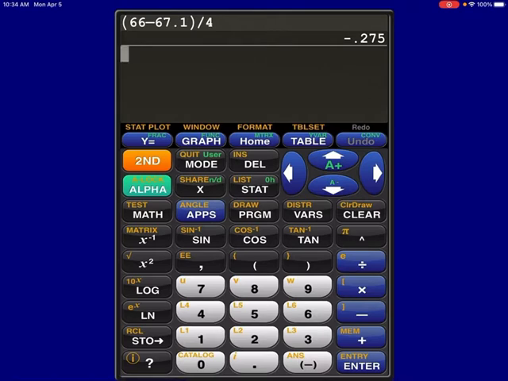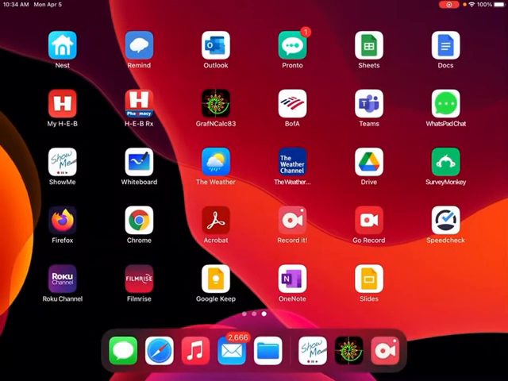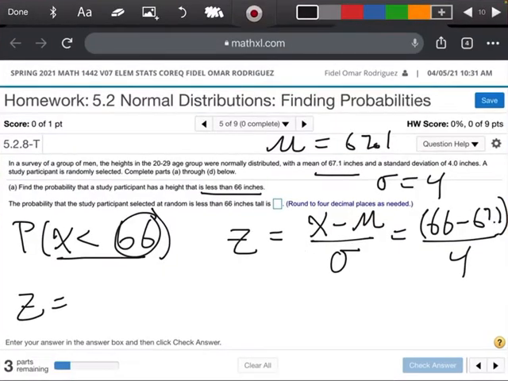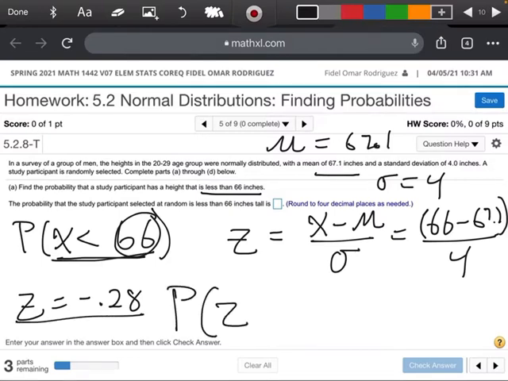My Z values, guys, need to be rounded to 2 decimal places. So I'm going to write this as negative 0.28. Okay, so back here, yes, negative 0.28. Now that we've converted this X value to a Z-score, I'm looking for the probability that Z is less than negative 0.28.